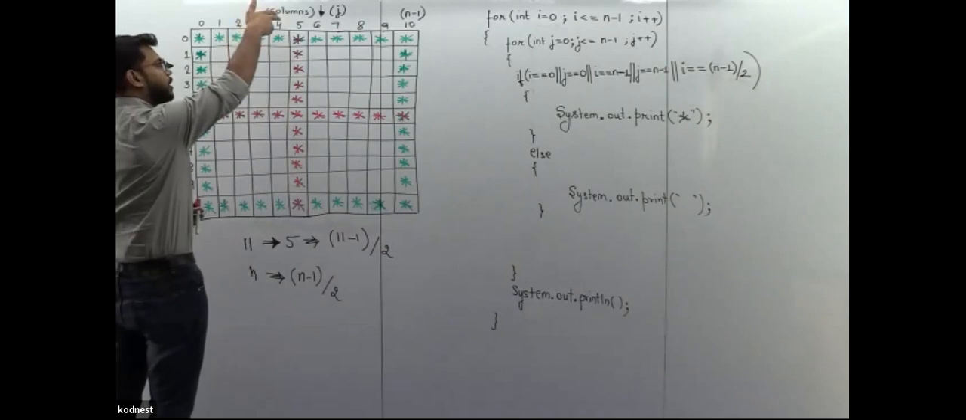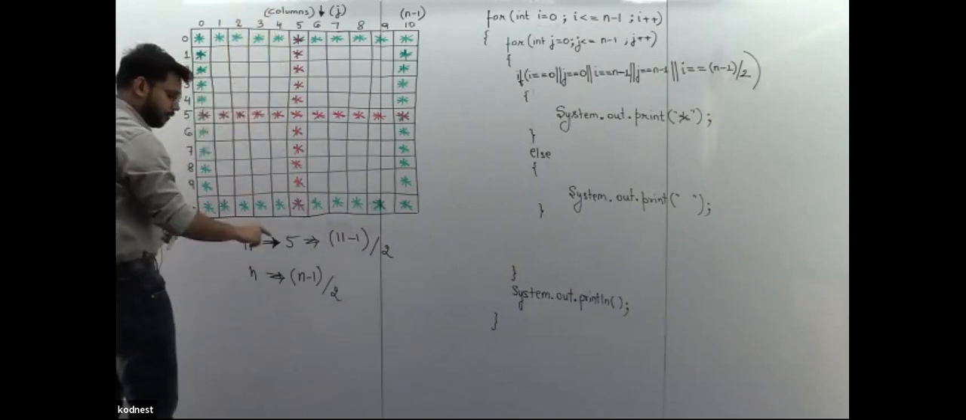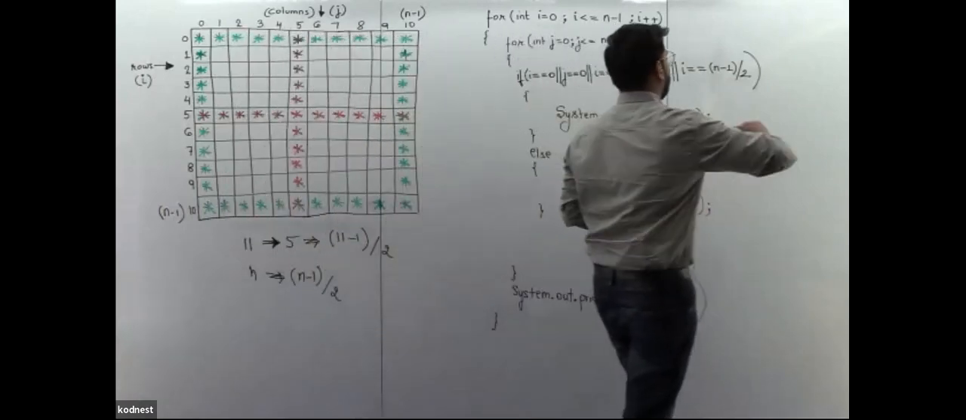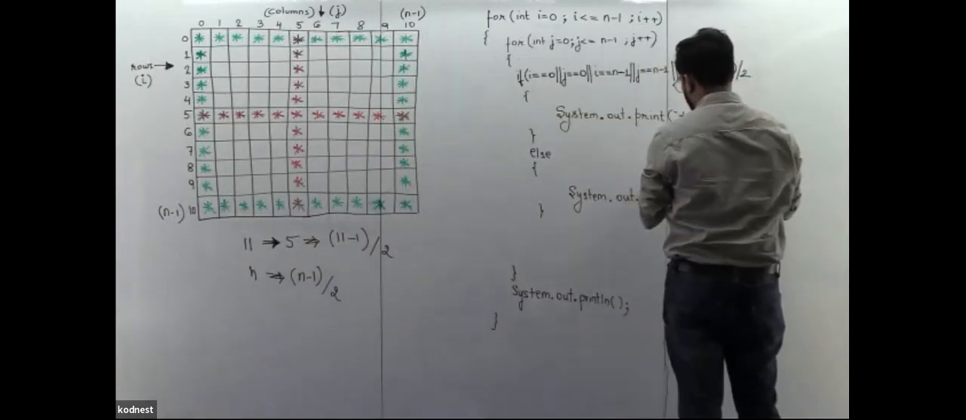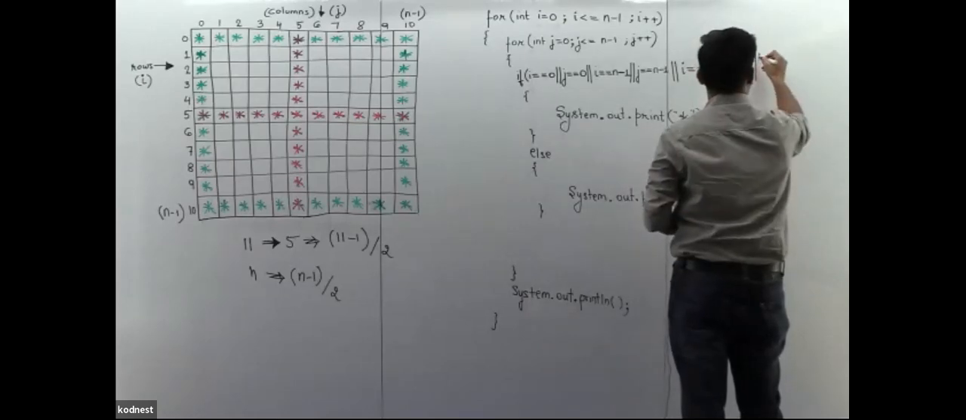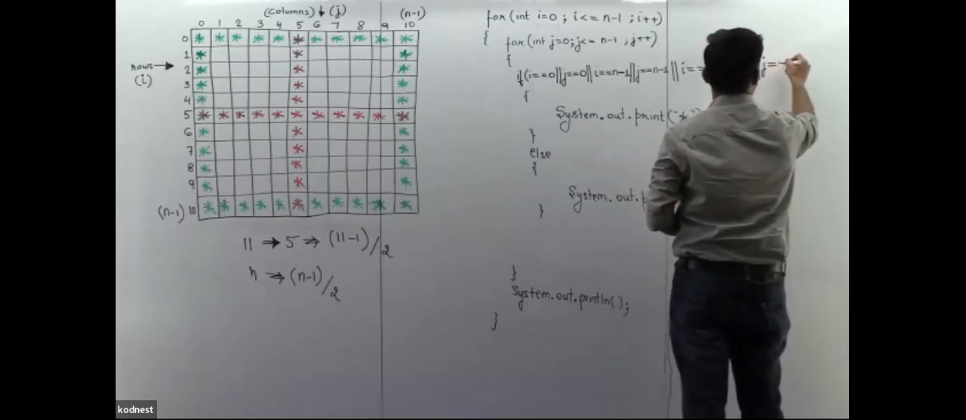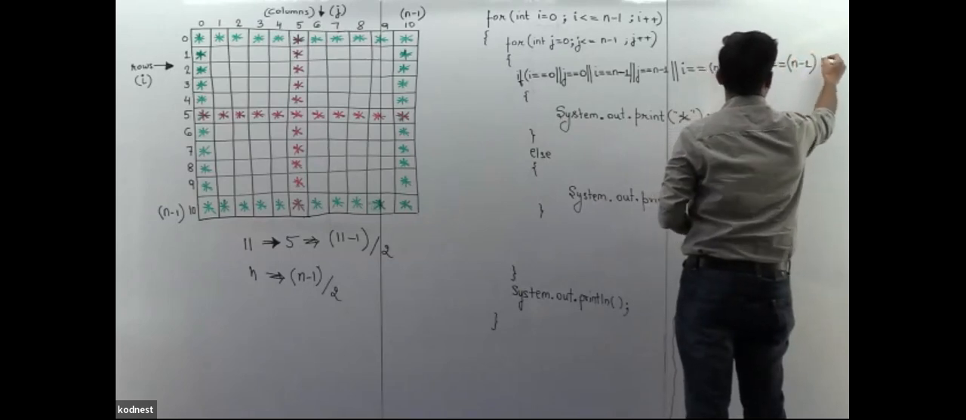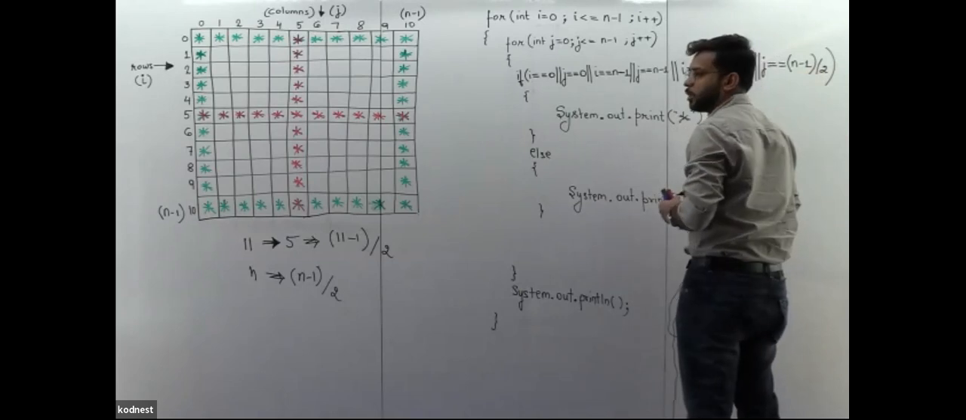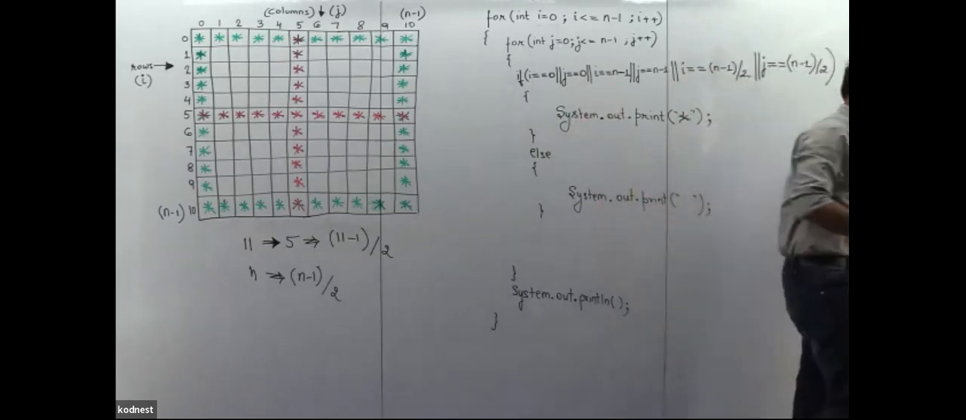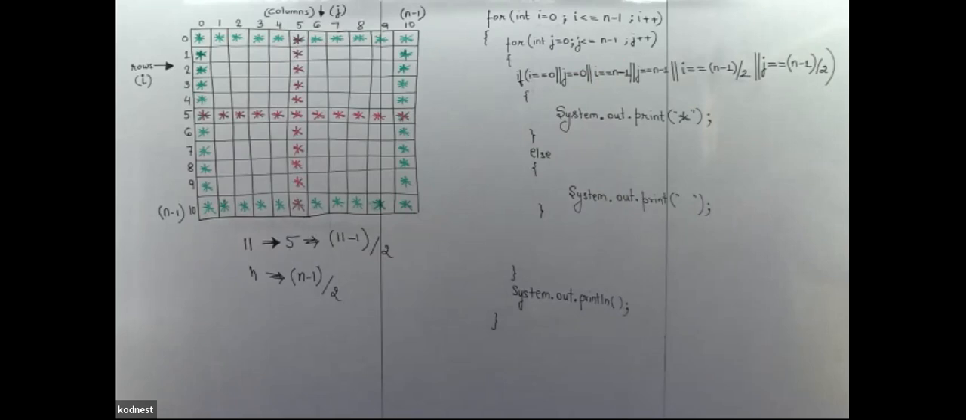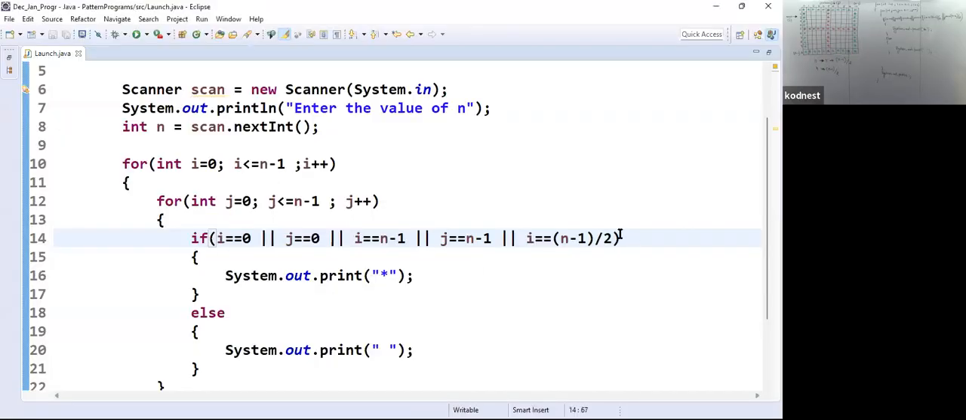Again, I am checking what is the value of j. j value is 5, which is nothing but n minus 1 divided by 2. So here I will write again, or j is equal to n minus 1 divided by 2. Like this I will mention. If you write that, you will also get it. You only check. Again, I will share the screen and I will mention here or j is equal to n minus 1 divided by 2.